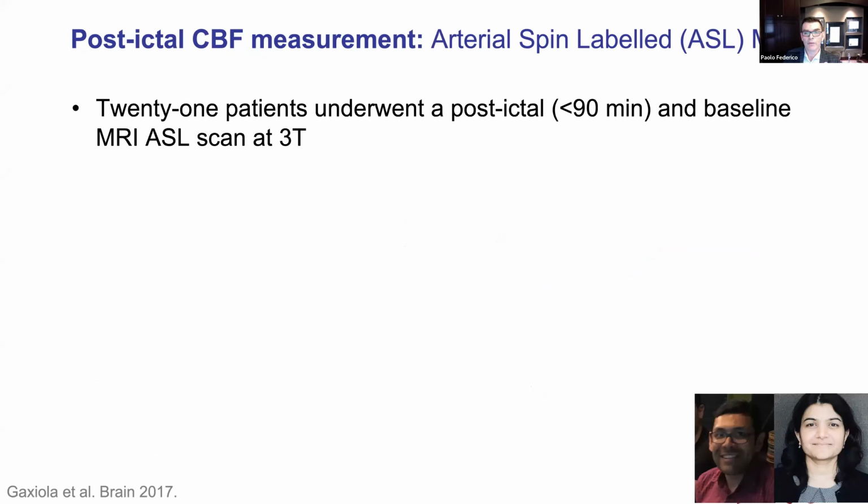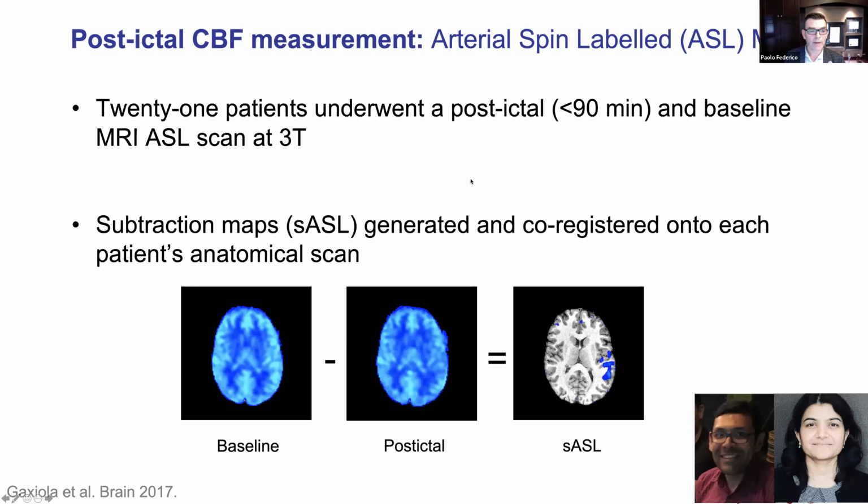We took 21 patients who were undergoing scalp EEG monitoring, and as soon as they had a seizure, we removed their EEG electrodes and rapidly transported them down to the MRI center to try and get an MRI measurement of blood flow within 60 minutes of seizure termination. We then also obtained a baseline scan, much like we would do with ictal SPECT and interictal SPECT. And similar to SPECT, we obtained subtraction maps where we took the post-ictal measurements of blood flow and subtracted that from the baseline blood flow and superimposed the differences onto their anatomical MRI scans to give images such as this.